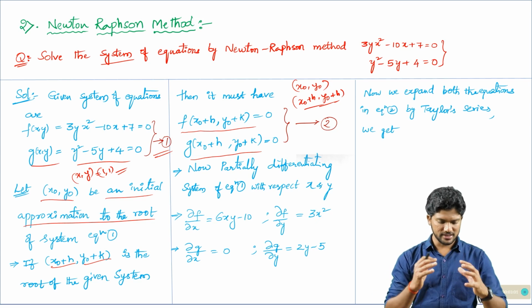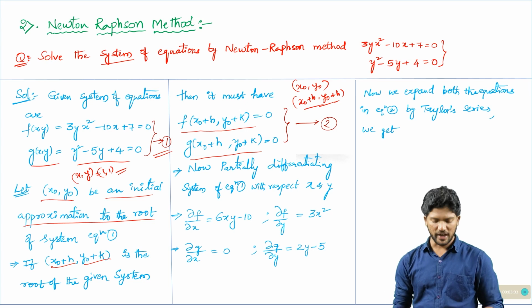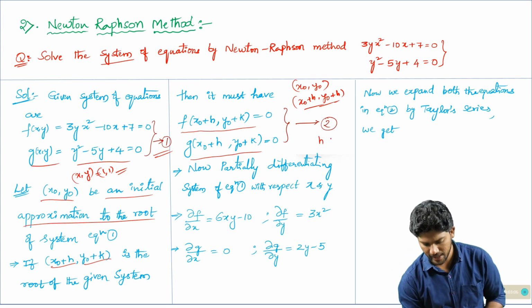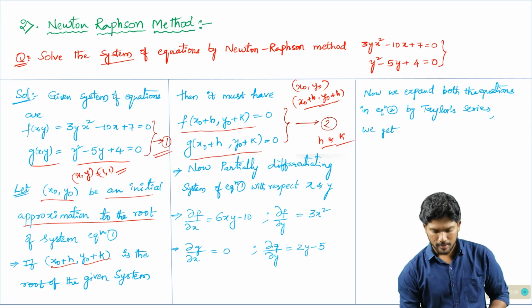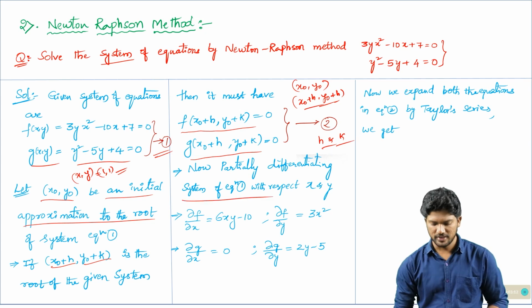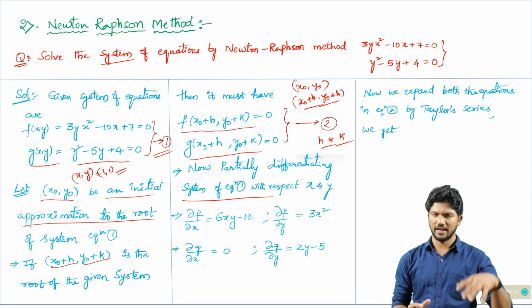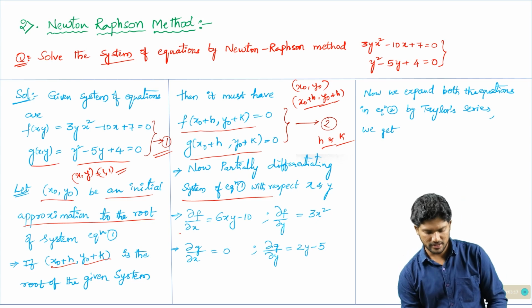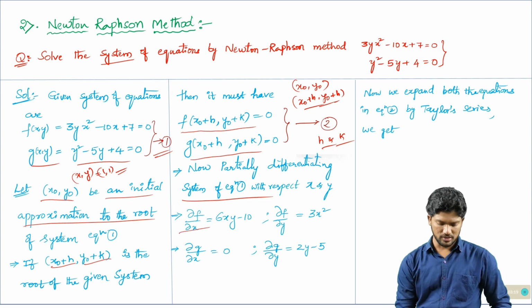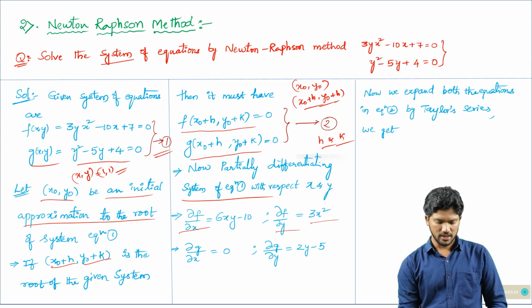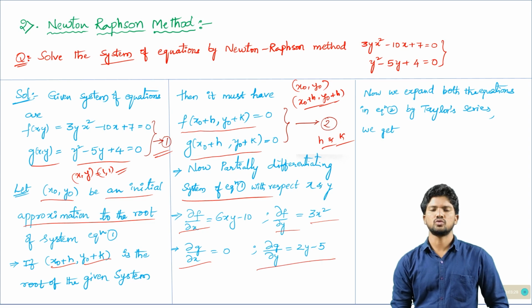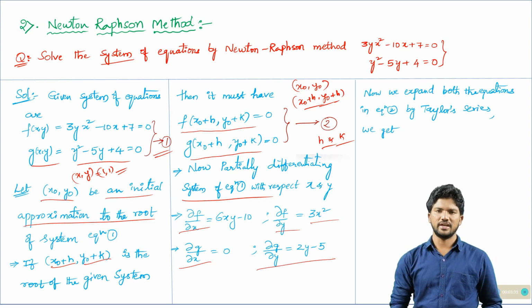Now in this entire method, we are going to find out the small h and k values. Partially differentiating system of equation 1 with respect to x and y, likewise as in the iteration method. Therefore dou f by dou x is equal to 6xy minus 10, and dou f by dou y is equal to 3x square. Dou g by dou x is equal to 0, and dou g by dou y is equal to 2y minus 5. So we did the partial derivatives for equation number 1.